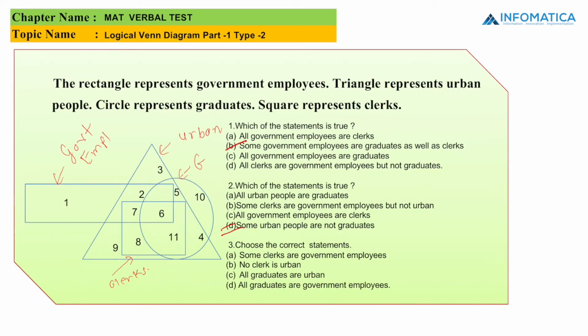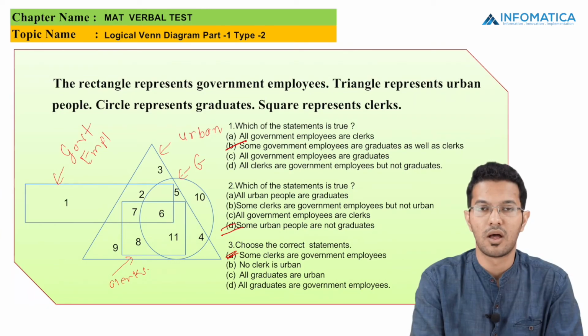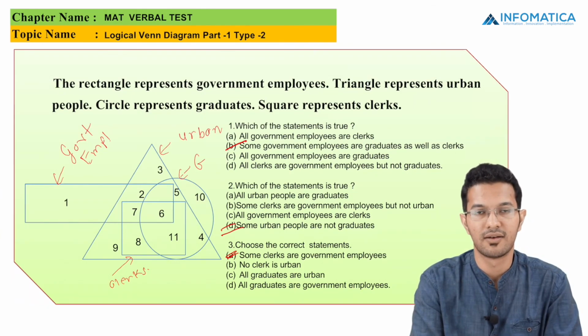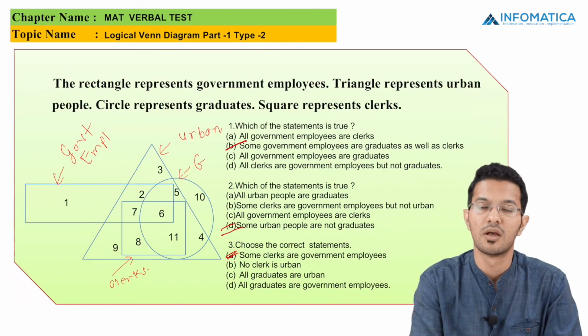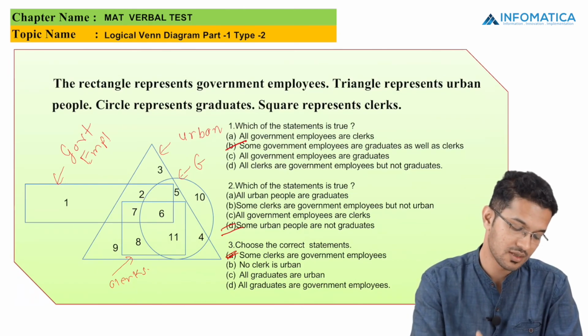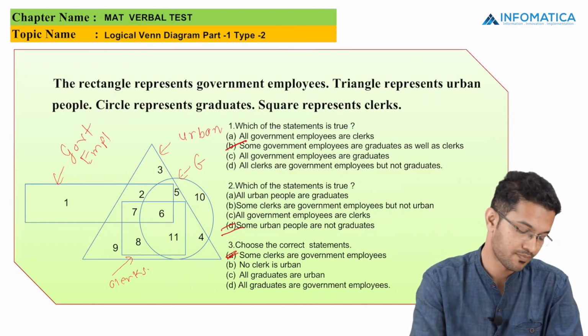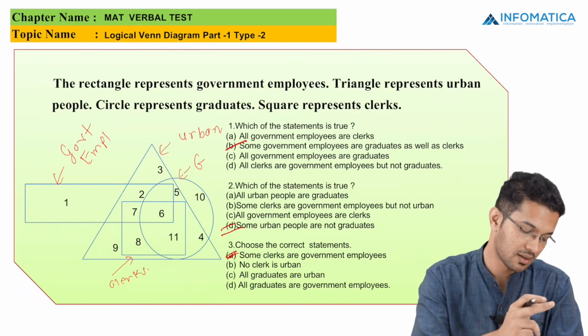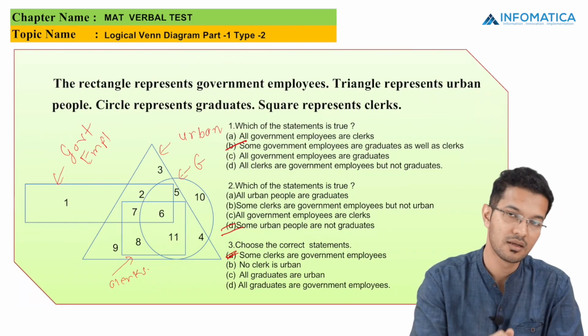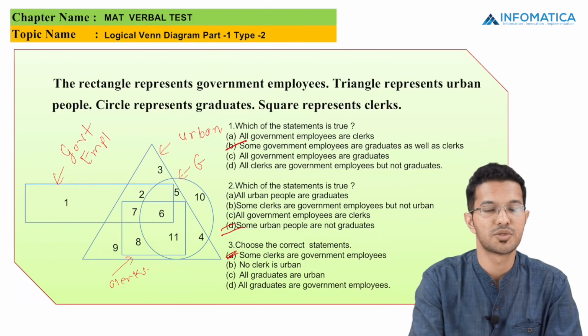And are some clerks government employees? If you look at numbers 7 and 6, they are inside the square, they are as well as inside the rectangle. Now if you look at option B, C and D, you can definitely say that options are wrong. So from this I can say that option 1 or option A is the right answer, which is some clerks are government employees. If we look carefully, we can understand that the numbers 7 and 6, they are the numbers which are in the government employees as well as they are in the clerks. So we can definitely say that option 1 is the right answer.